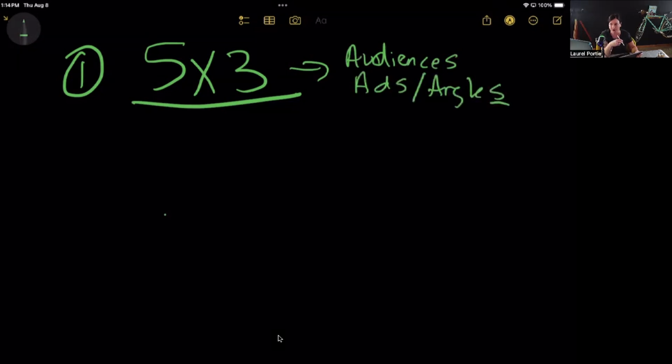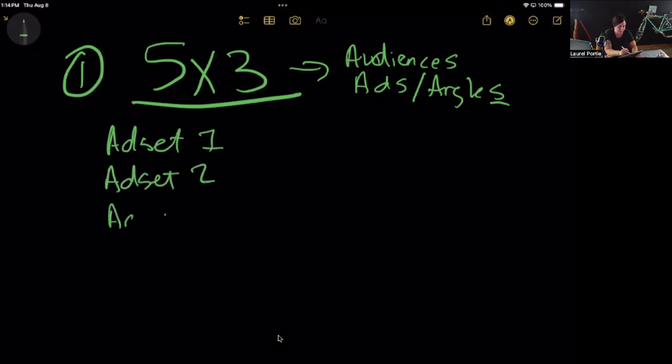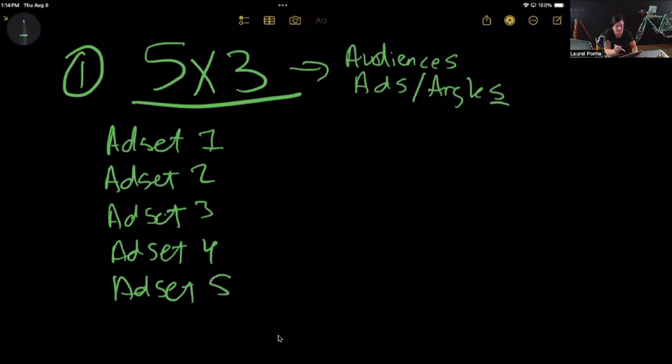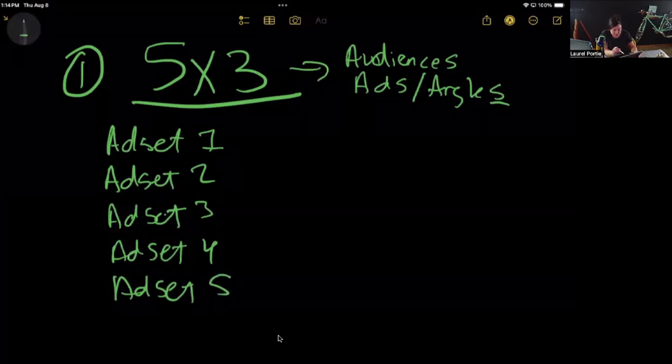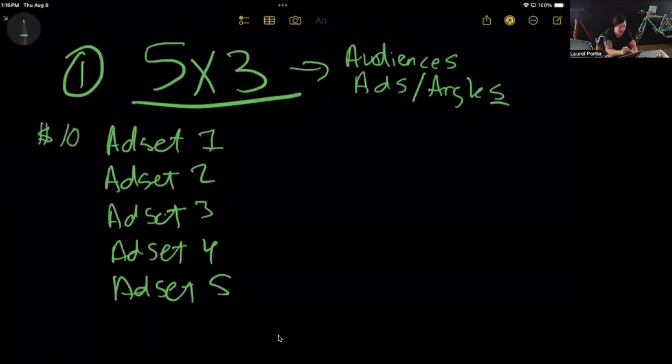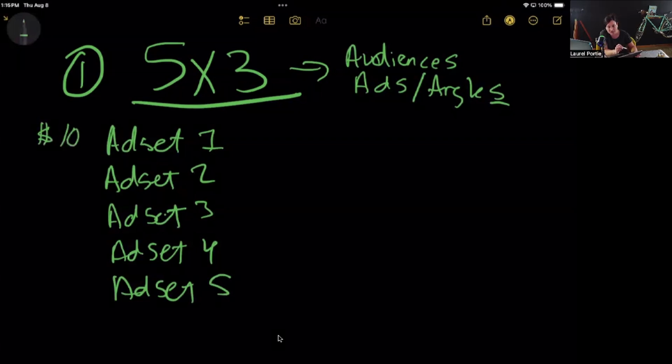Some people call this the sandbox testing campaign. I just say, hey, it's my 5x3 testing campaign. And it is because it is made up of 5 ad sets. So we've got ad set 1, ad set 2, ad set 3, ad set 4, and ad set 5. Now, keep in mind, this is all under one campaign, and the budget is actually going to be set at the ad set level, not the campaign level. So we're not using CBO for this.